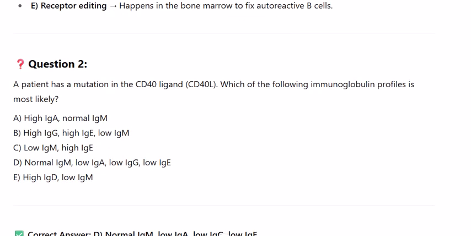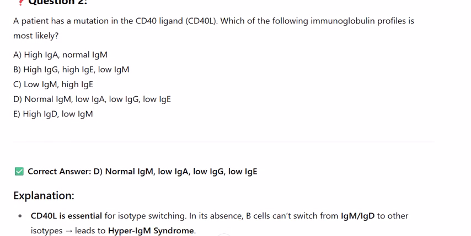Question 2. A patient has a mutation in the CD40 ligand, CD40L. Which of the following immunoglobulin profiles is most likely? A. High IgA, normal IgM. B. High IgG, high IgE, low IgM. C. Low IgM, high IgE. D. Normal IgM, low IgA, low IgE. E. High IgD, low IgM. Correct answer, D. Normal IgM, low IgA, low IgG, low IgE.